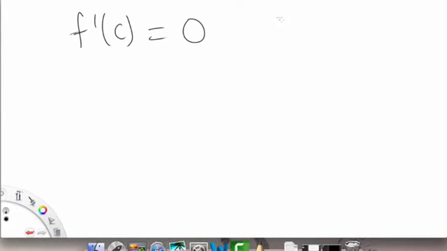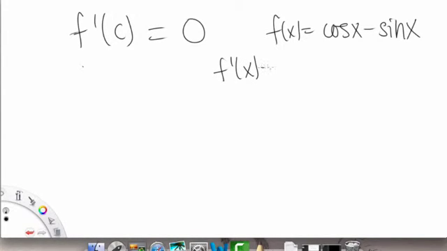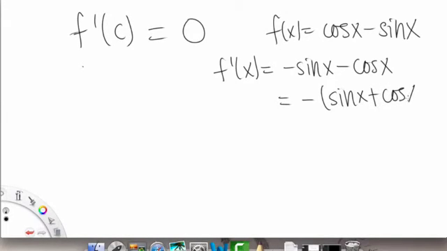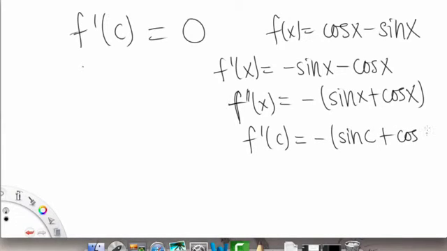So again, here's a reminder of f of x. That's cosine x minus sine x. So what we need to do is find f prime of x first. That's going to be negative sine x and then minus cosine x. So this is the same thing as saying negative, and then we'll put the rest in parentheses, sine x plus cosine x. So this is our f prime of x. Now what we want to do is just replace the x's with c's in order to get it in as a constant. So minus sine c plus cosine c.